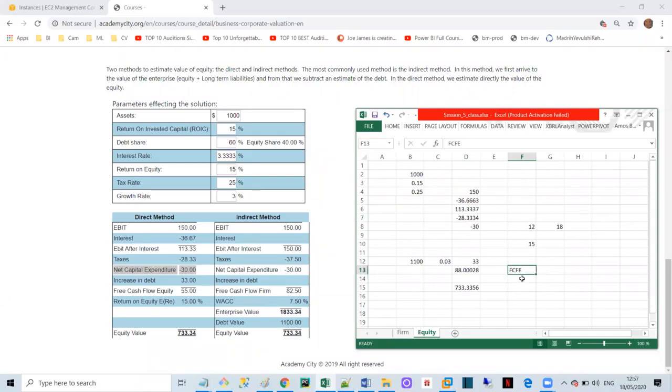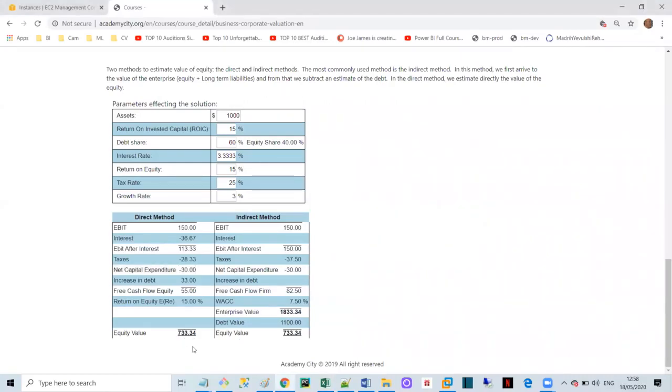And the cash flow of the equity is going to go up by 3% every year. How do I do the market value of it? I just take the cash flow, it's D13, divide by cost of equity 15%, minus the growth rate 3%. If I do that, I get exactly 733.34, exactly as in the other method. Both methods give me exactly the same amount.